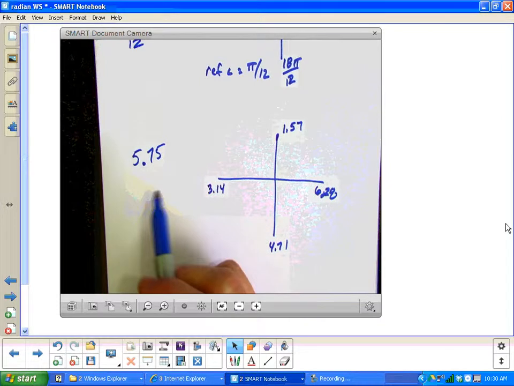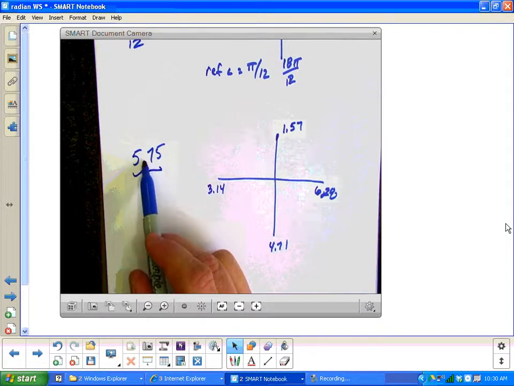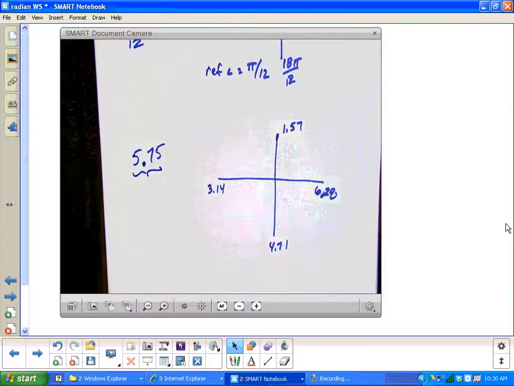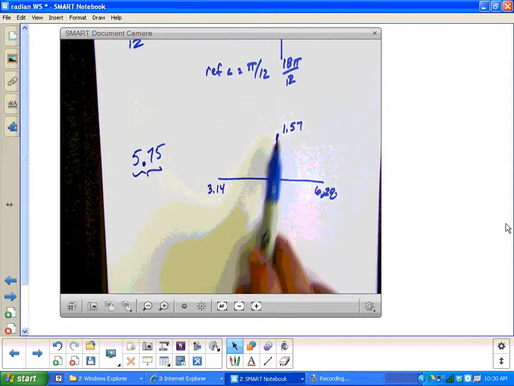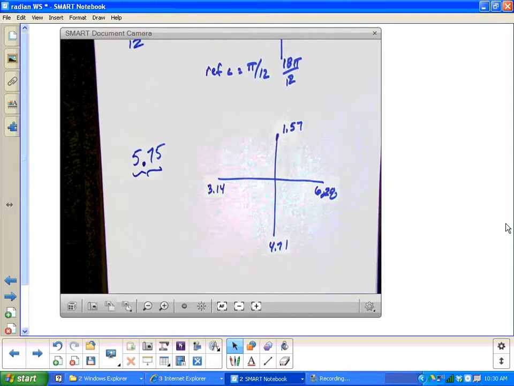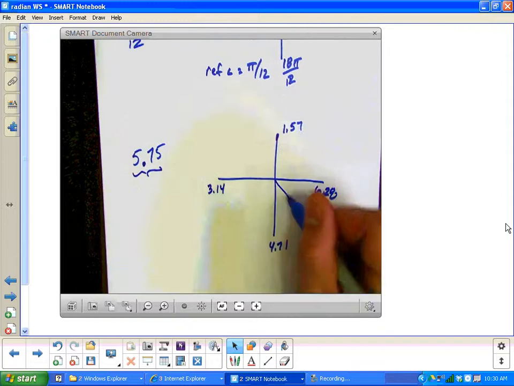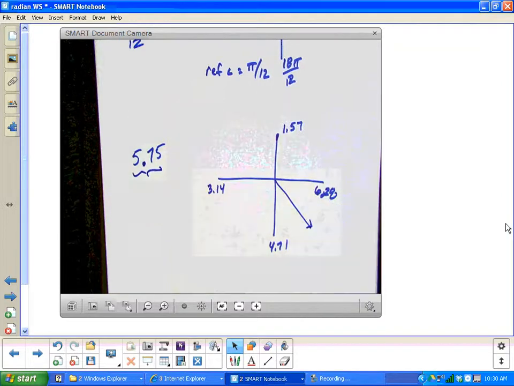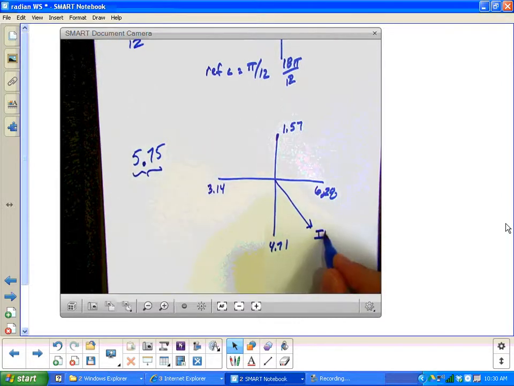Right, because the angle that I'm trying to find is in a decimal as opposed to in terms of pi. Okay, so I put all these measures in terms of decimals. Now, 5.75 would be somewhere down here in the fourth quadrant. So it's in the fourth quadrant.